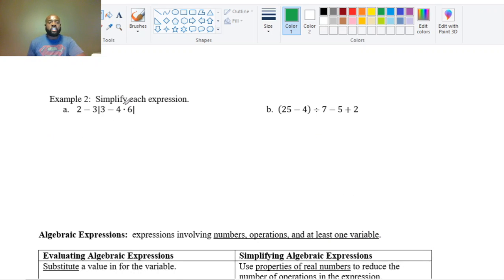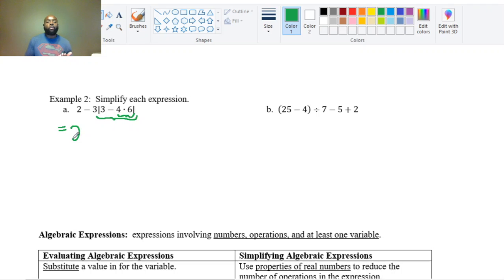We're going to simplify each expression, right? This expression involves 2 minus the absolute value of 3 minus 4 times 6, close the absolute value, right? Remember, please excuse my dear Aunt Sally: parentheses, exponents, multiplication, division, addition, subtraction. So if I'm going to simplify this, my first thing is to look inside of my grouping symbol. An absolute value that has some stuff in it is a grouping symbol. Within that grouping symbol, I have to think about which of these operations is higher on the hierarchy. I have a subtraction and I have a multiplication. Oh, the multiplication comes first.